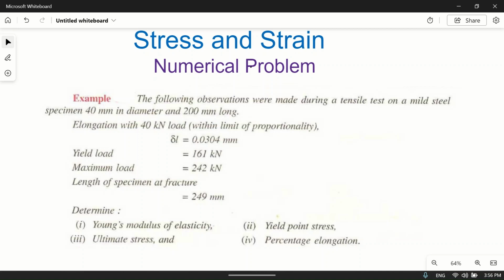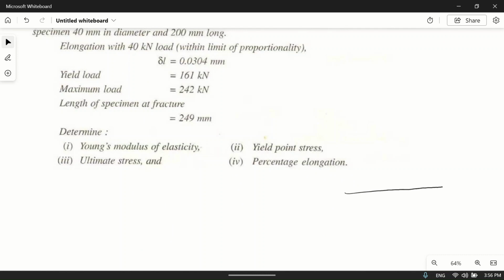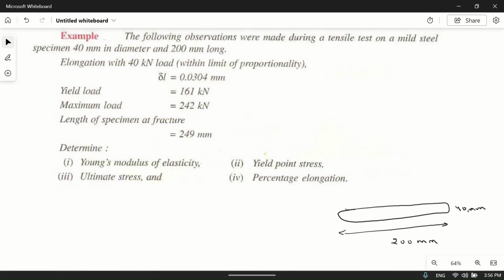The following observations were made during a tensile test on a mild steel specimen 40 mm in diameter and 200 mm long. So this is a specimen. Its diameter is 40 mm and length is 200 mm. Okay, and elongation with 40 kilonewton. So load is given as 40 kilonewton.